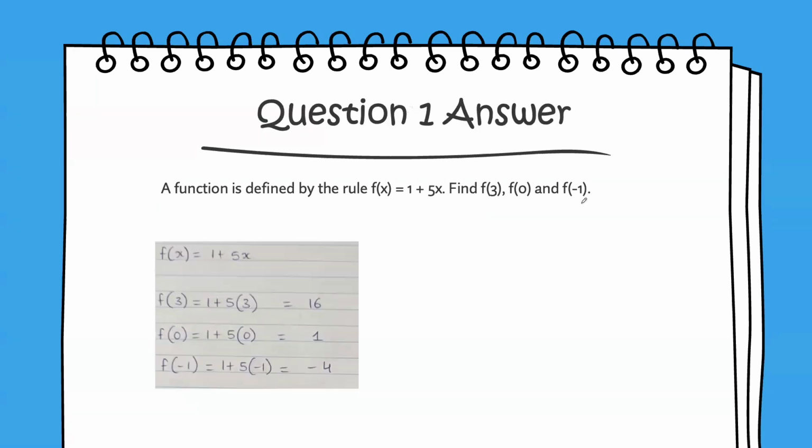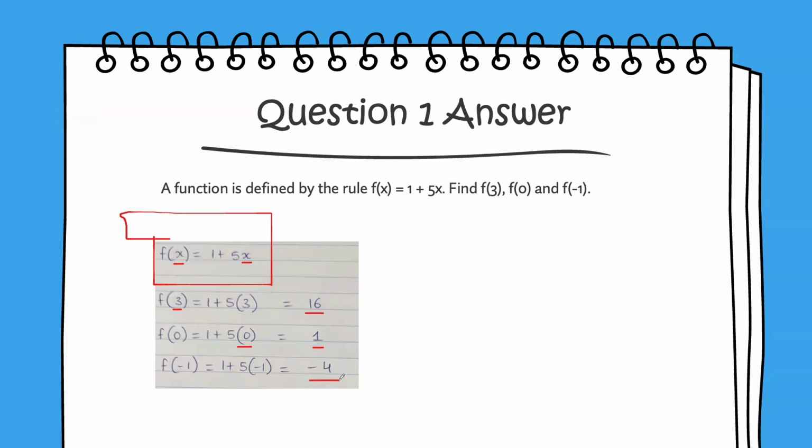So we look at the answer for this. That's our function here, f of x is equal to 1 plus 5x. And all we have to do is, when we're doing f of 3, wherever we see x, we're just going to substitute the value 3. So f of 3 is going to be 1 plus 5 multiplied by 3, which gives us 16. F of 0 is just going to be 1 plus 5 multiplied by 0, which just gives us 1. F of minus 1 is equal to 1 plus 5 times minus 1, which is negative 4.